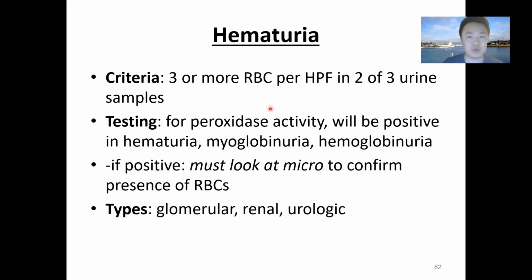Now, another type of test would be the hematuria. The criteria here is to have 3 or more red blood cells per HPF in 2 of 3 urine samples, and it uses a peroxidase activity, which will be positive in hematuria, which is blood in the urine, obviously, myoglobinuria, and hemoglobinuria. Now, if the test comes back as positive for hematuria, then they have to look at the micro to confirm the presence of red blood cells. So you got to go under the microscope and actually look for red blood cells in there. And again, glomerular, renal, and urologic are the types of hematuria.